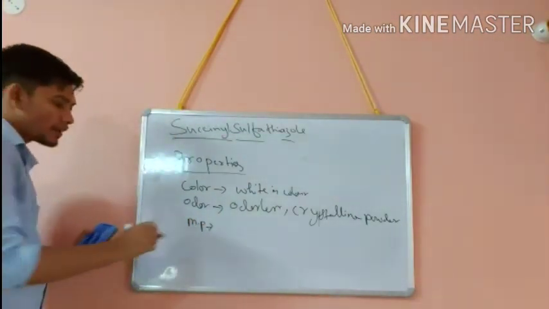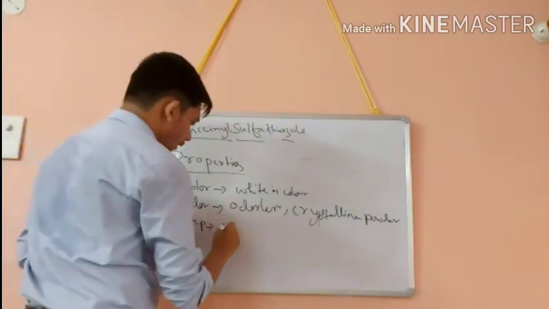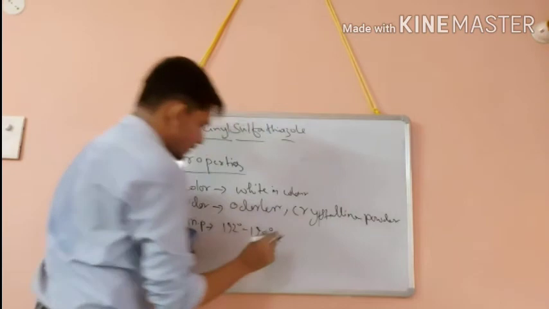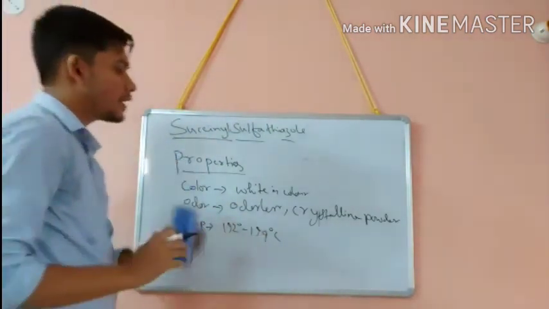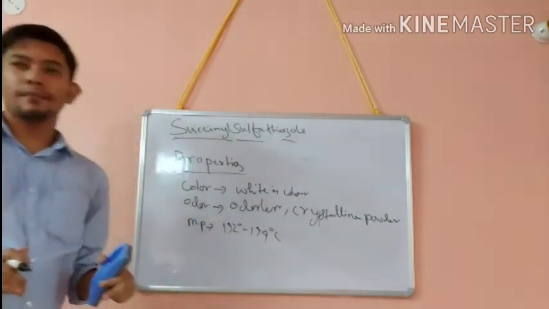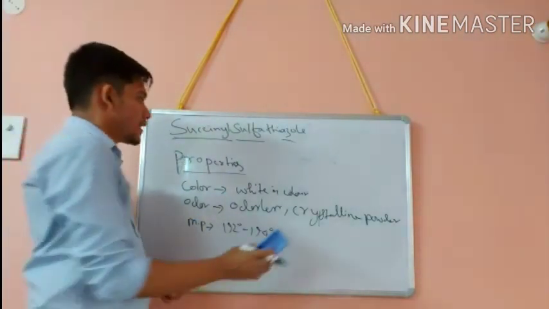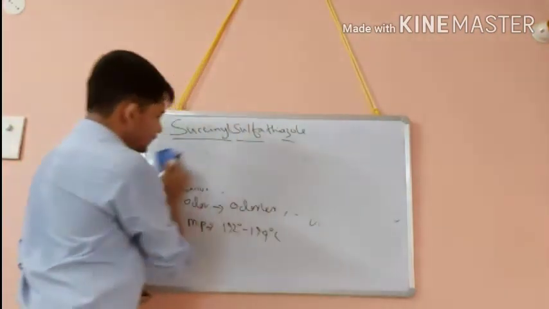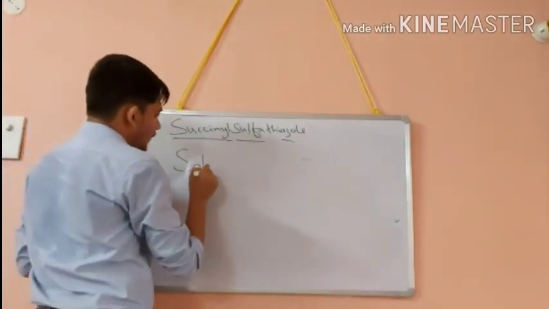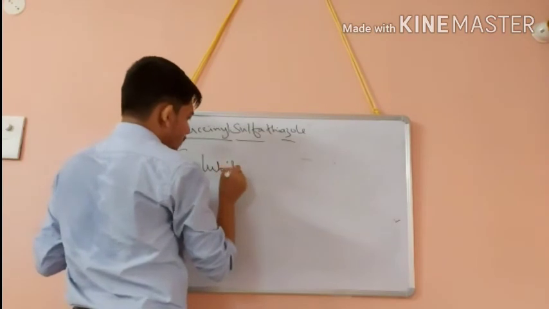So its melting point ranges from 192 degree to 194 degree Celsius, okay. So this is the melting point range for this succinylsulfathiazole. Okay. So next property we will go to solubility.